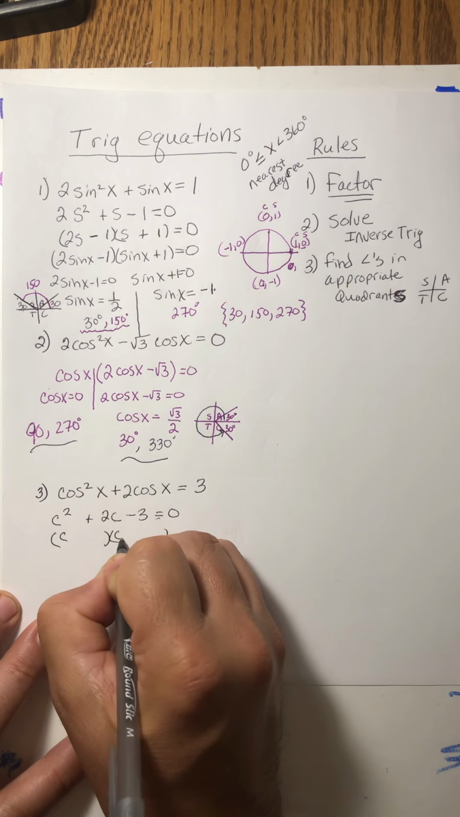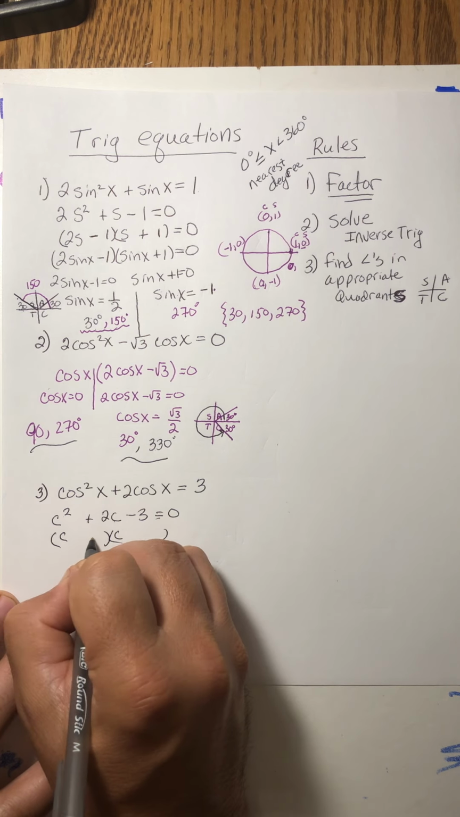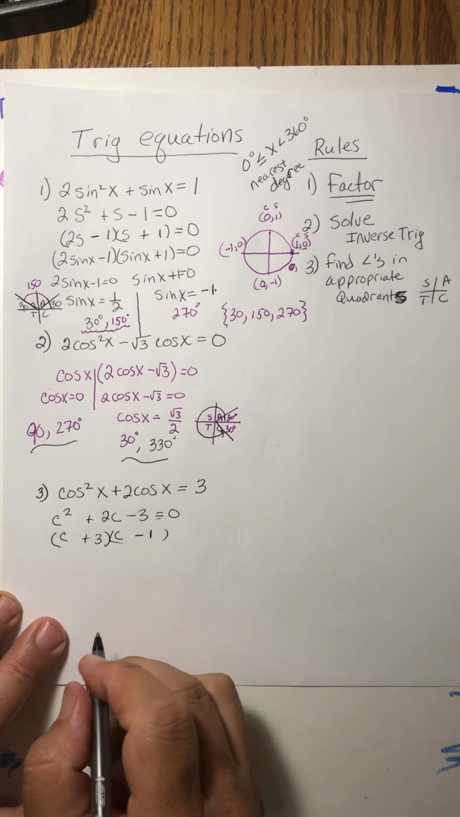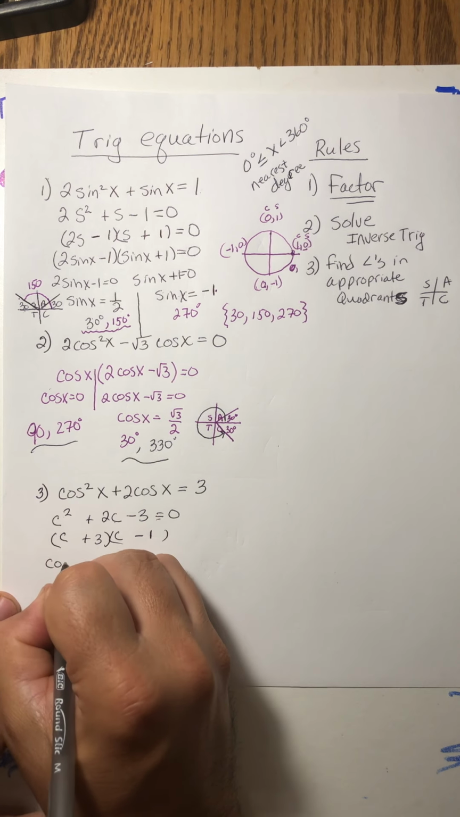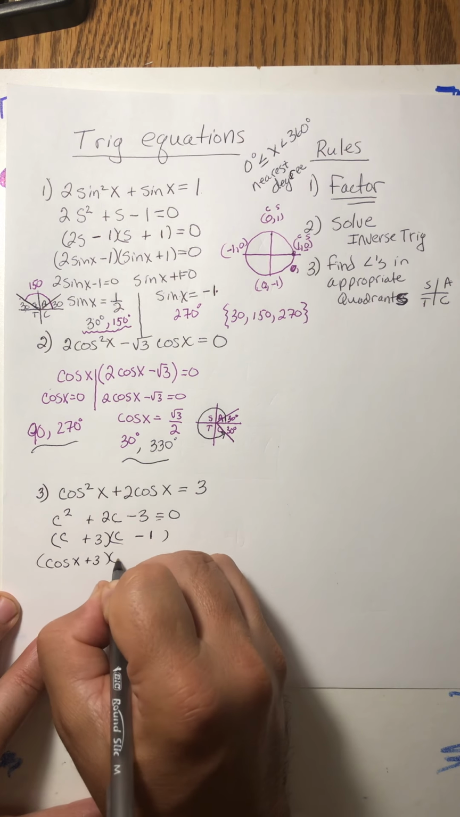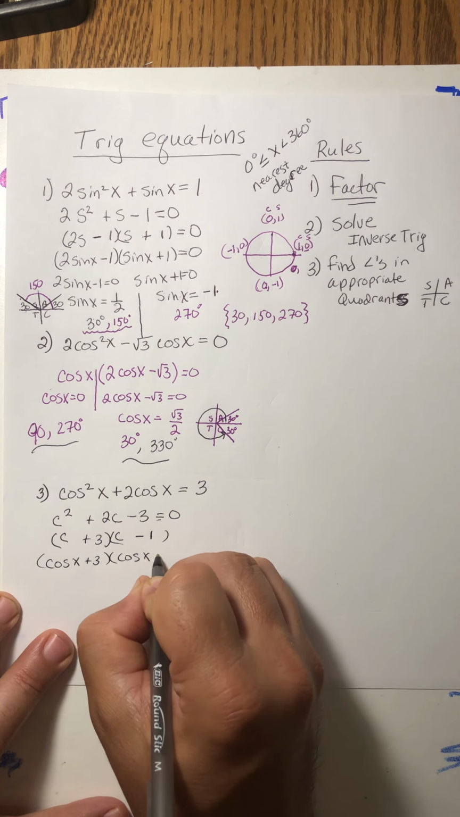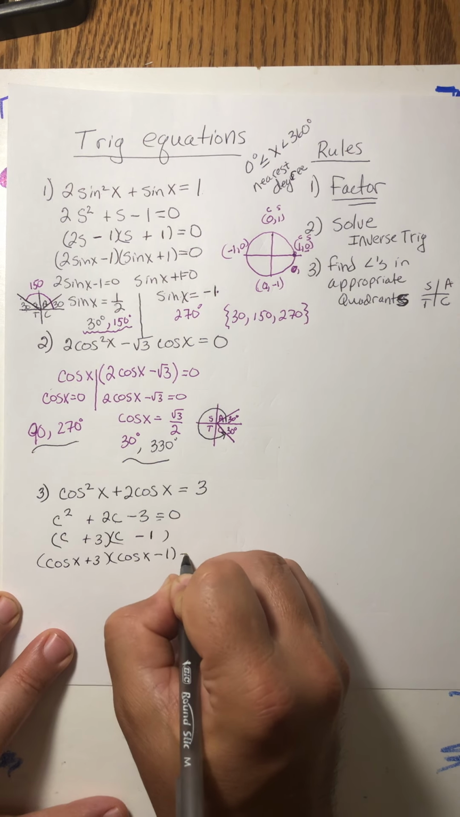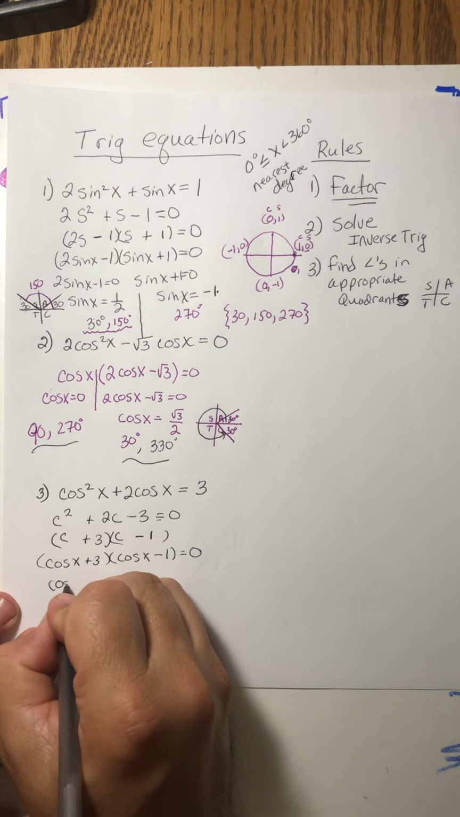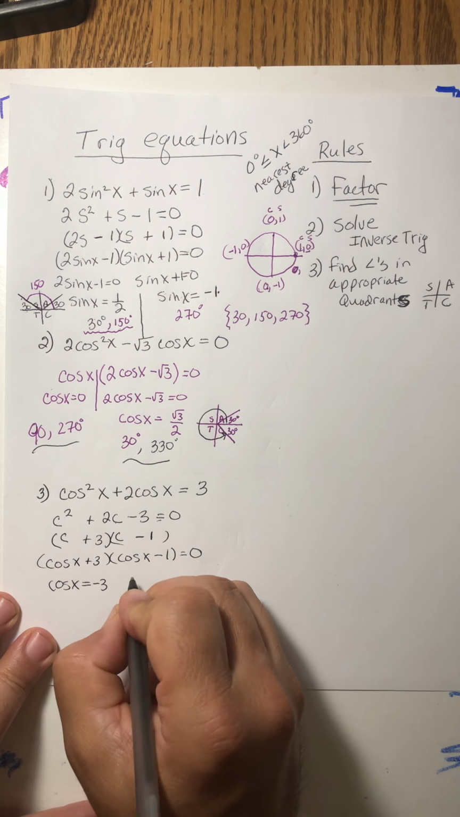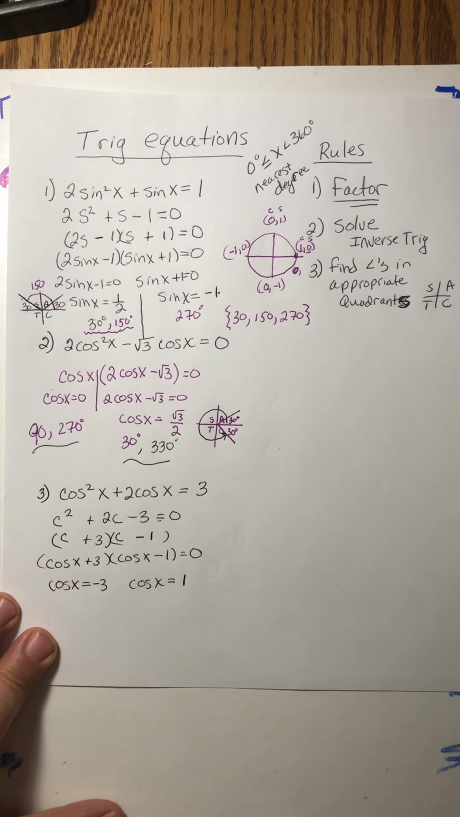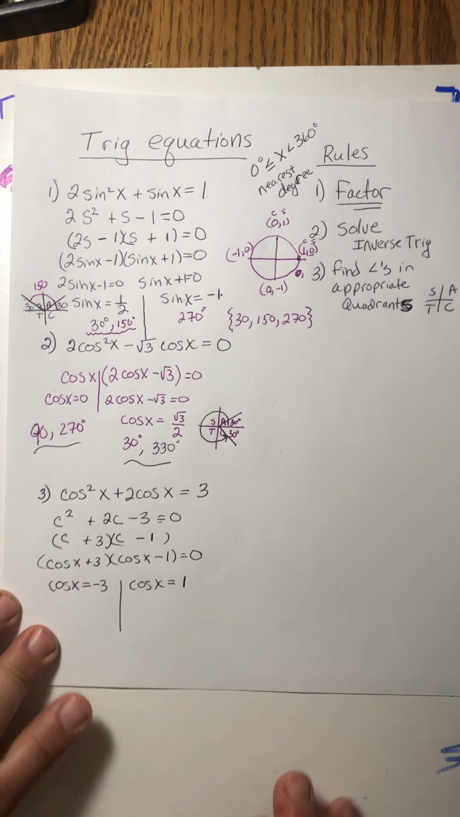So I'm going to factor that. I have c and c. What do we have? A plus 3 and a minus 1. So now I'm going to put the word back in. So I have cosine of x plus 3 and cosine of x minus 1 equals 0. So we have cosine of x is equal to negative 3, and cosine of x is equal to 1. All right, now, here's my split.